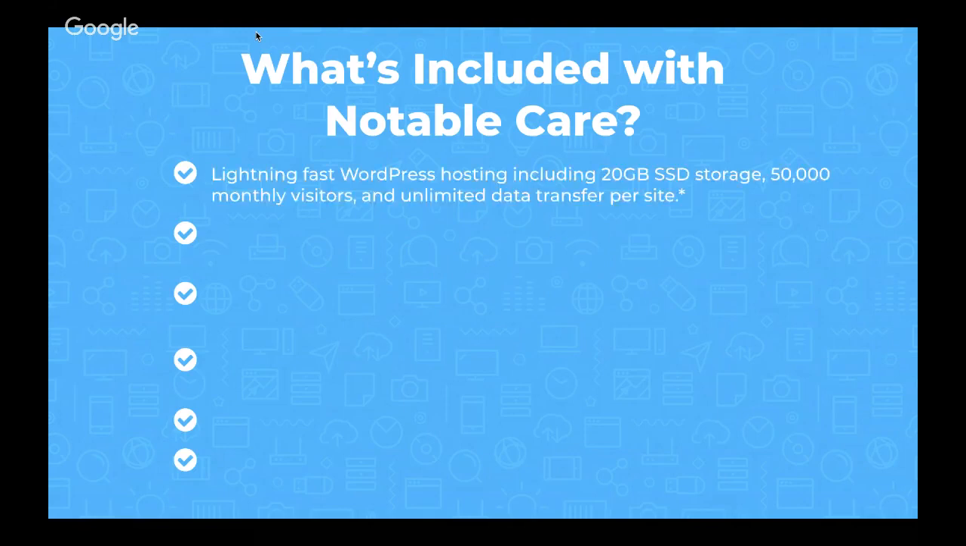Notable Care has lightning fast WordPress hosting, which includes 20 gigabytes of SSD storage, 50,000 monthly visitors, and unlimited data transfer per site. Now, before your eyes glaze over, all that means is that we have a special type of hosting that we offer that is tailored to WordPress. You'll see all these other services out there that are just this kind of generic hosting, and it's like 20 cents a month, or $1 a month, but it's not tailored for WordPress. These servers are actually fine-tuned to run WordPress extremely efficiently.